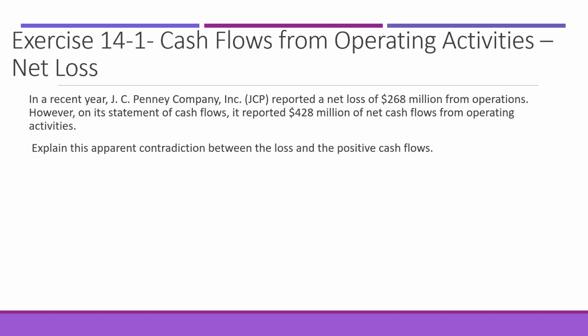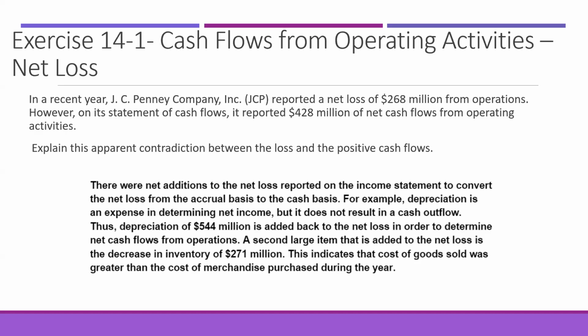In a recent year, JCPenney's reported a net loss of $268 million from operations. However, the statement of cash flows had $428 million in cash flows from operating activities. How is this possible? Let's just consider for a moment how it is possible. Exactly. Depreciation and other non-cash activities. Depreciation, $544 million. That's exactly it.